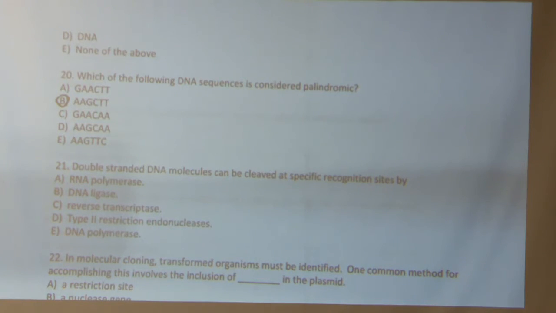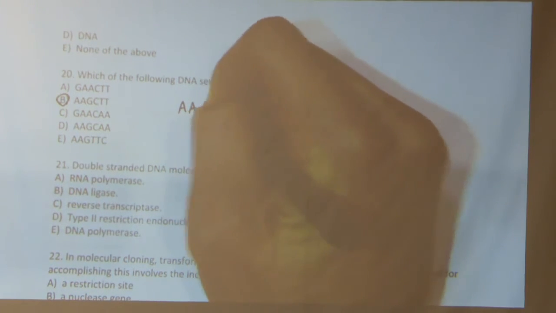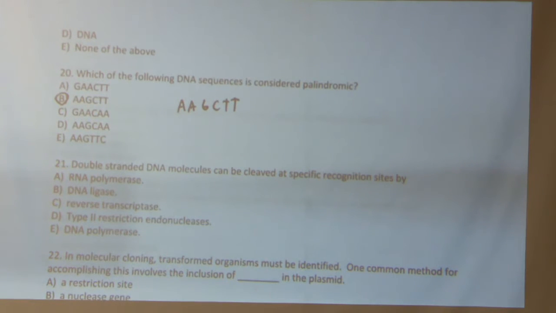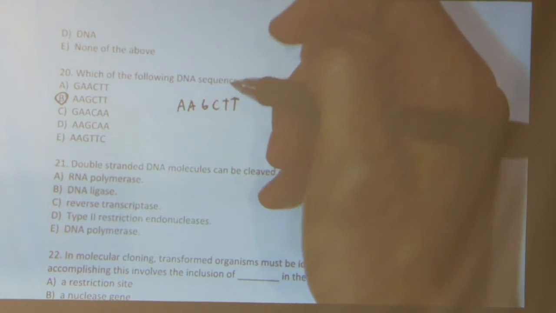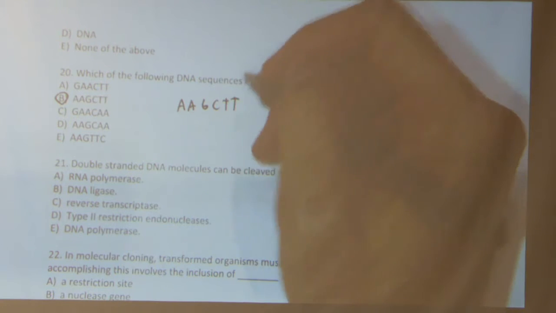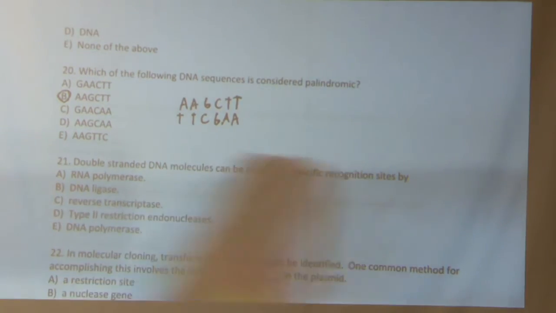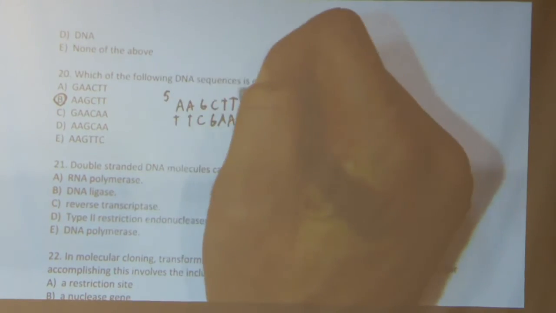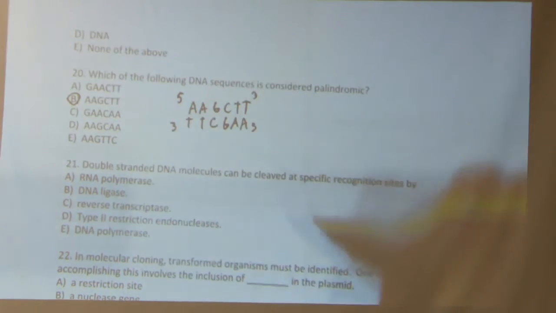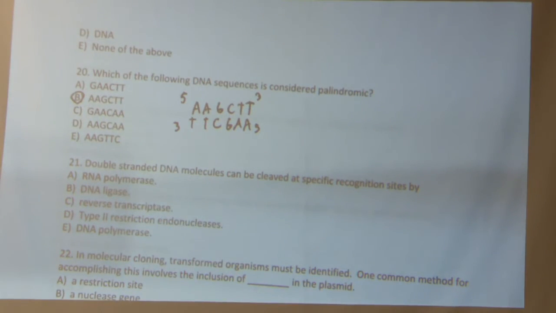So just to draw it out, we have A, G, C, T. Now, what does palindromic mean? Same forward and backwards. So if we correlate Chargaff's rule, for every T molecule we have an A molecule, and for every C molecule we have a G molecule. If we said this was 5 to 3, and this was 5 to 3, if we flipped that 5 to 3 strand, we'd have the same going forwards and backwards. Any questions? Awesome.